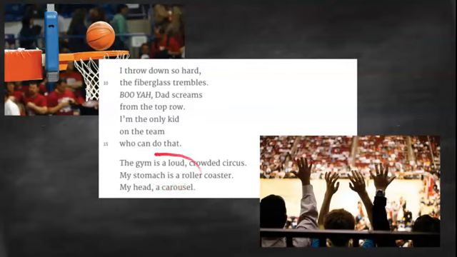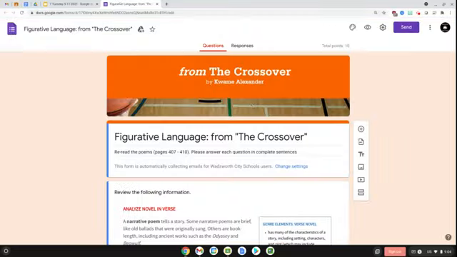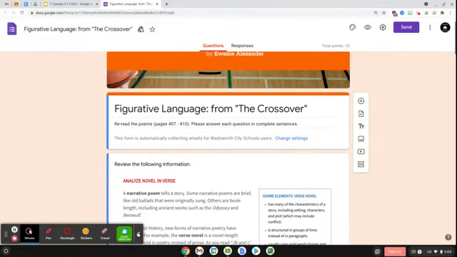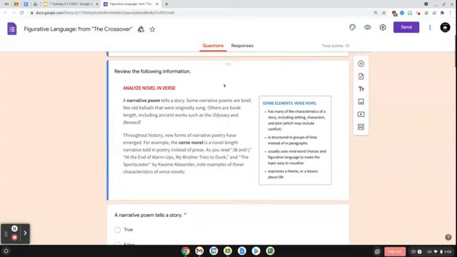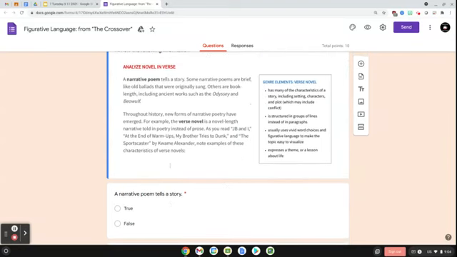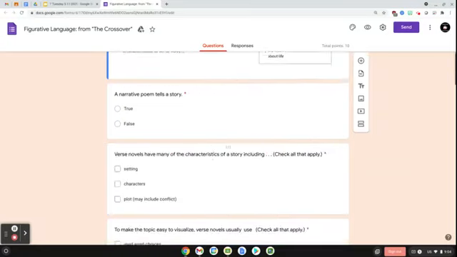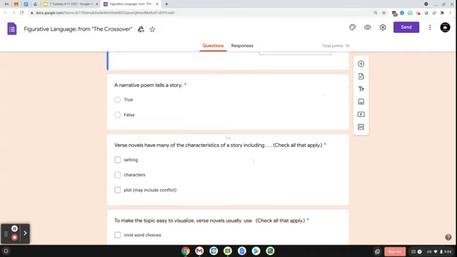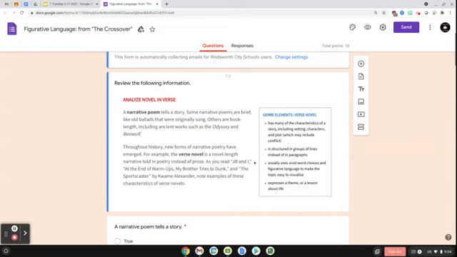Personification, metaphor. All right, now here's what we're going to do with this today. We're going to do a Google form that looks like this. And it's just going to have all of the things that we've talked about put on here again, so you don't have to go back into the book to find it. So a narrative poem tells a story. Look right here. A narrative poem tells a story. Verse novels have many characteristics of a story, including literally, the answers are right here.